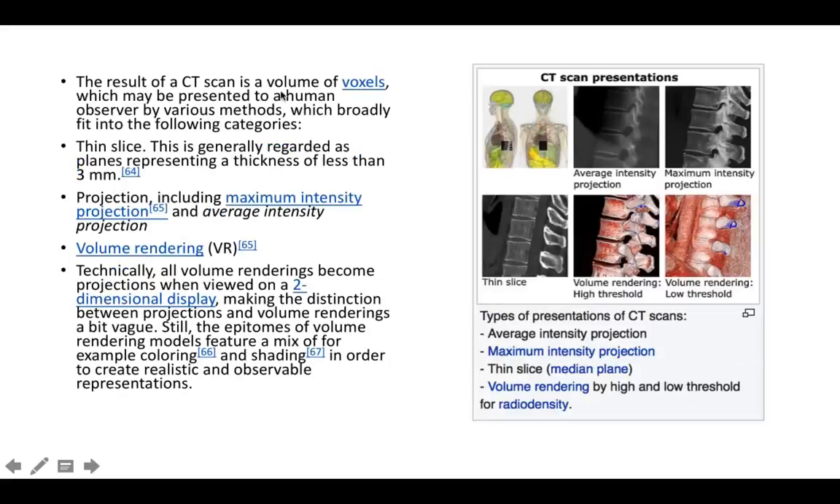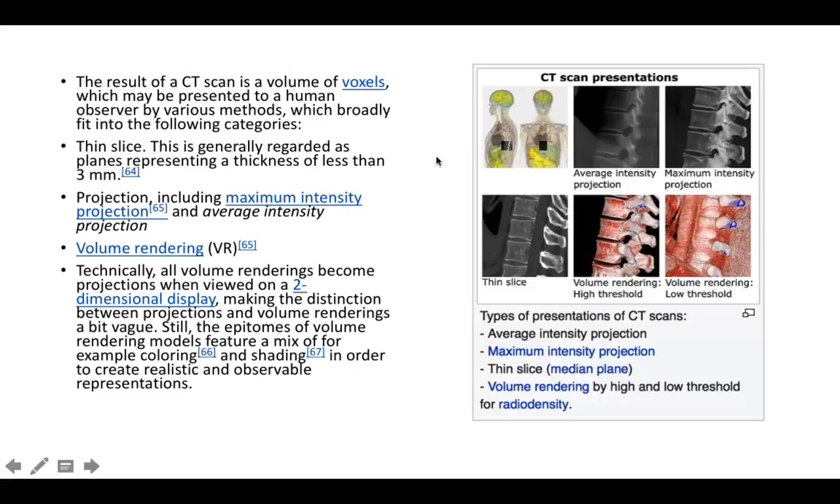So basically, the result of a CT scan is a volume of voxels. And how we actually view that depends on what you're looking for and where you're looking and what the radiologist wants to see. But it can be presented in a variety of methods. And all of this is done in a post processing way. So, a thin slice is generally regarded as planes that represent a thickness of less than 3 millimeters.